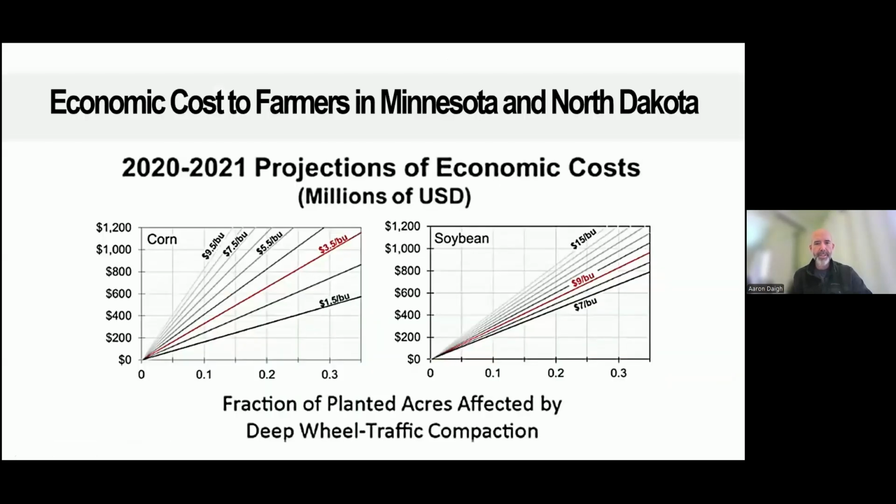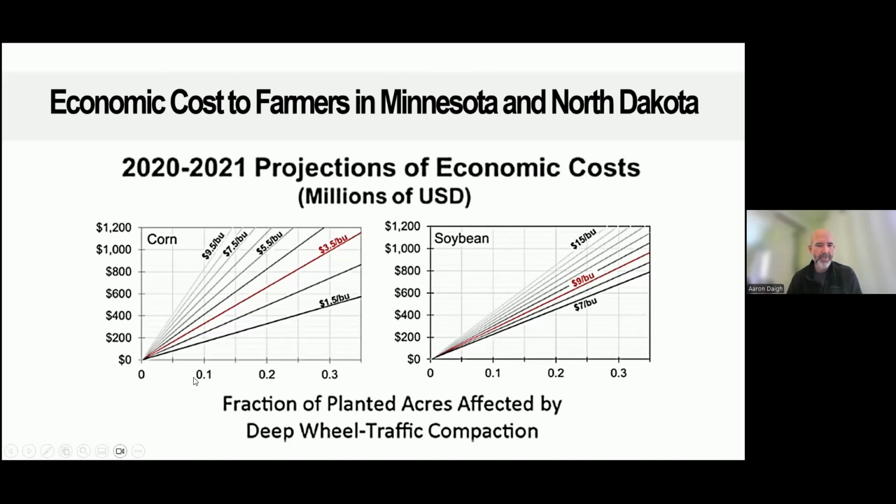We took these and projected across different portions of land grown into corn and soybean in North Dakota and Minnesota over the next 2 years, for 2020 and 2021. On these graphs, the values are in millions of US dollars, economic costs directly to farmers. The x-axis here, this 0.1, means 10% of land. Let's say 1 out of 10 fields had wheel traffic compaction on them, or 10% of all the land in corn had wheel traffic compaction, and then it goes up 20%, 30%, and we did that both for corn and soybean. But you can see that we're in the hundreds of millions of dollars pretty much any way that you split it.